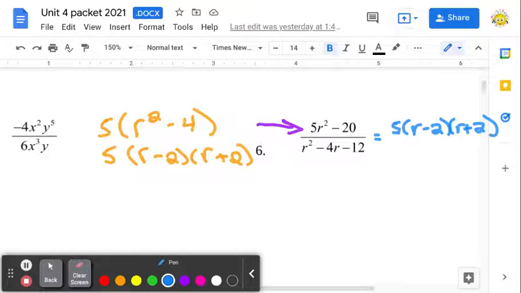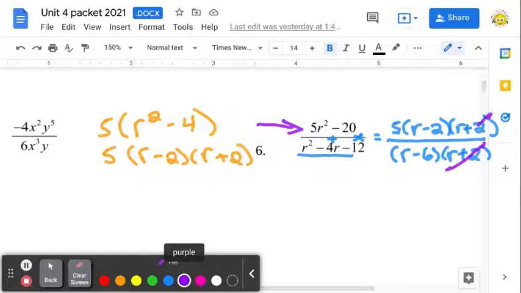And then in our denominator, this guy right here, that's a trinomial. So we're going to do our 2 parentheses. And this time we'll start with r's. So we need 2 numbers that multiply to -12, add up to -4. So that would be a -6 and a +2. Now we're just going to cross off our matchers on the top and the bottom. And we're left with 5 times r minus 2 over r minus 6.